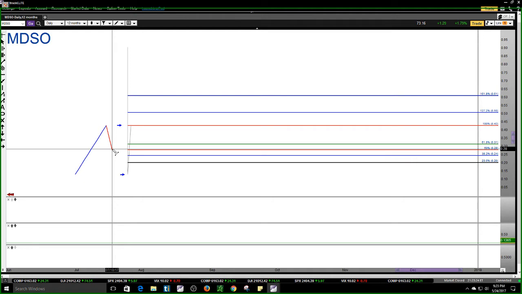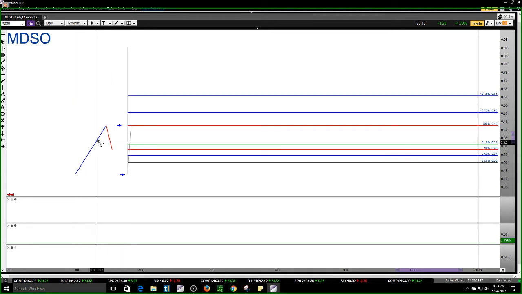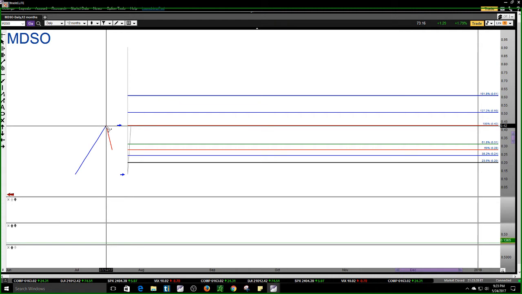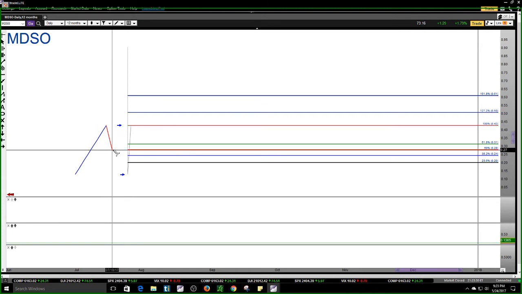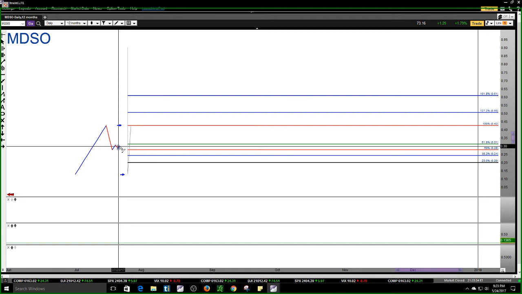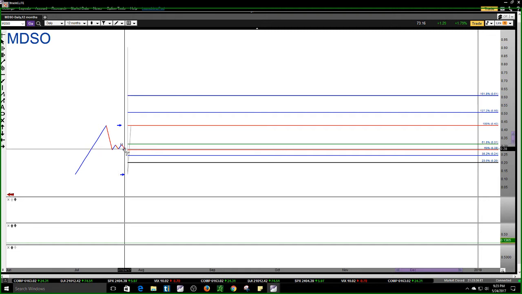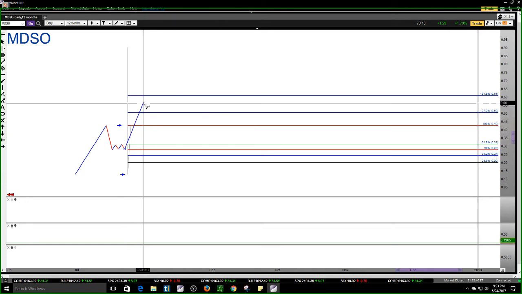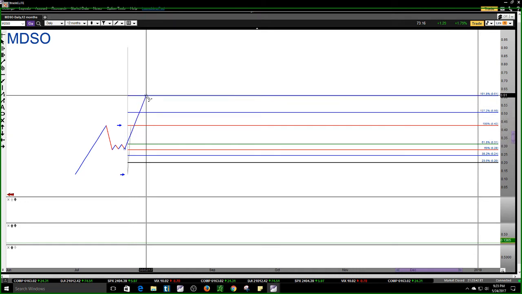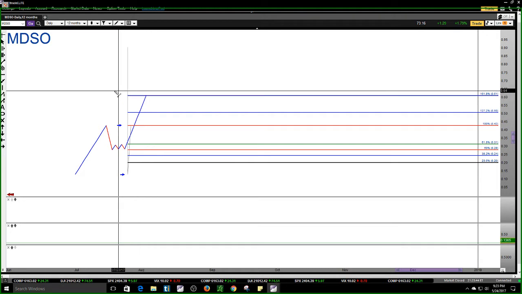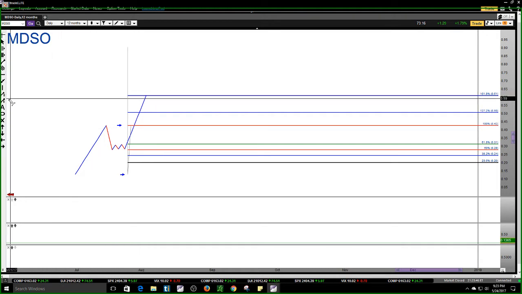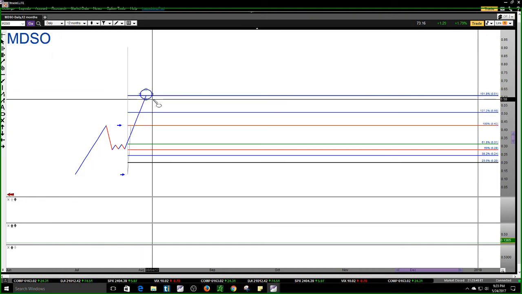So a pullback. This is your pivot, right? This is your pullback to the red line. Once your chart can hover above the red line, you can distinguish now that yes, my chart is holding, and I project it now to get up to the 161%. So now your target becomes this area.